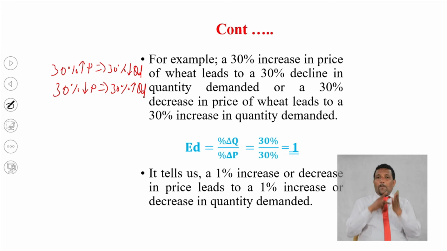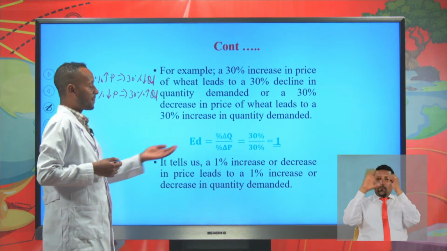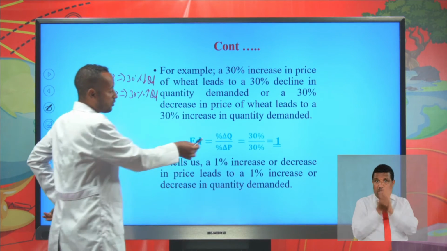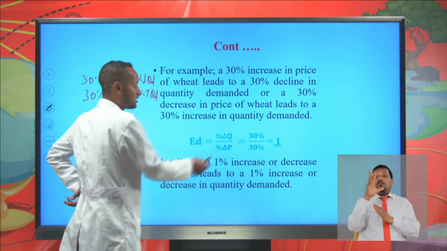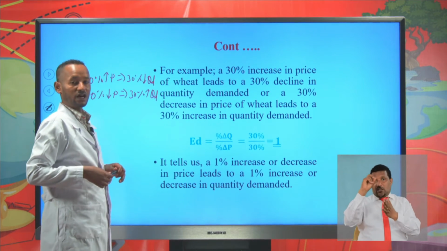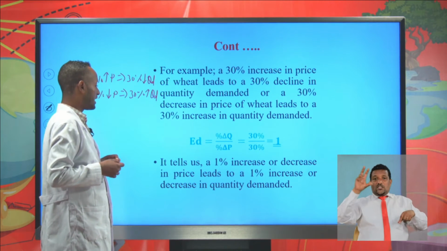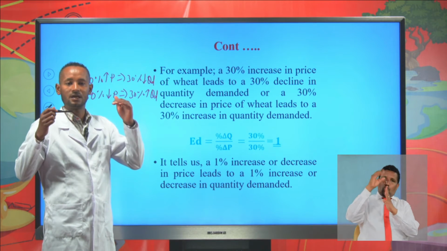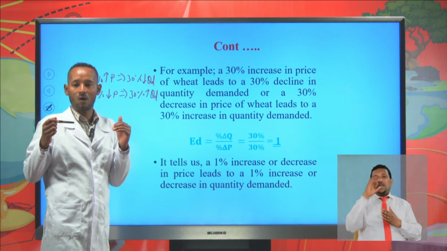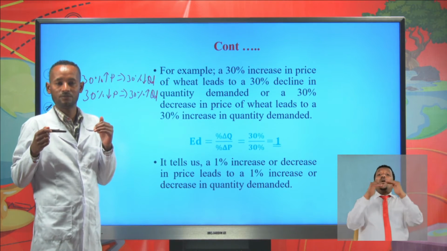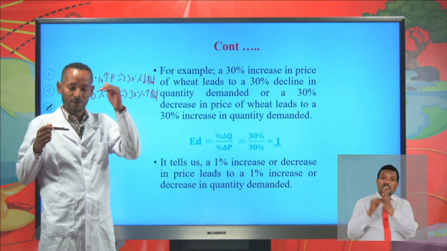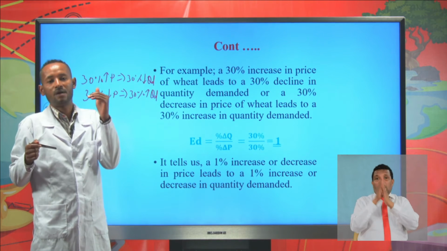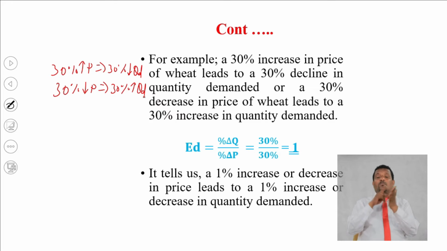Mathematically, the price elasticity of demand is calculated by dividing the percentage change in quantity demanded by the percentage change in price. And from this example, the percentage change in quantity demanded is 30% and the percentage change in price is 30%. When we cancel 30% by 30%, then we get 1. This tells us a 1% increase or decrease in price leads to a 1% increase or decrease in quantity demanded. That means as price increases by 1%, quantity demanded declines by 1%. And as price declines by 1%, quantity demanded will increase by 1%.